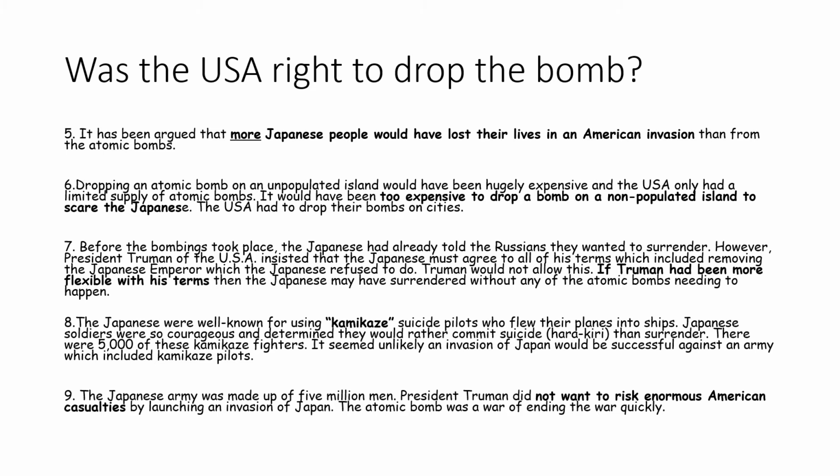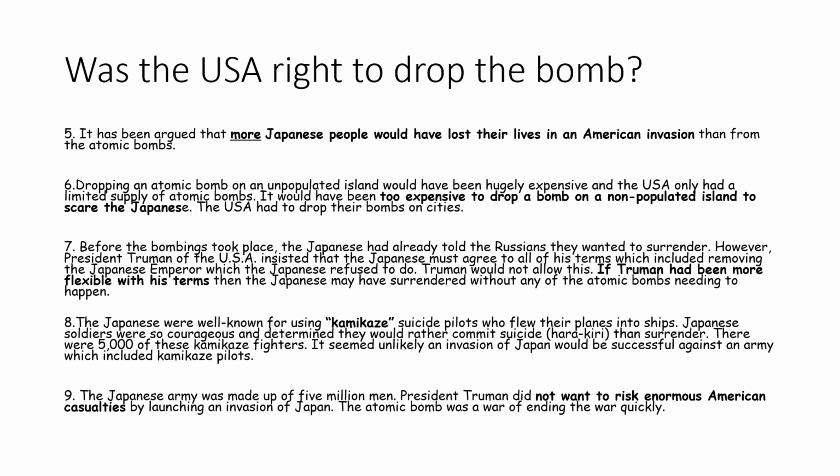Number seven, before the bombings took place, the Japanese had already told the Russians they wanted to surrender. However, President Truman of the USA insisted that the Japanese must agree to all of his terms, which included removing the Japanese emperor, which the Japanese refused to do. Truman would not allow this. If Truman had been more flexible with his terms, then the Japanese may have surrendered without any of the atomic bombs needing to happen. Okay, so what do we think for that one?